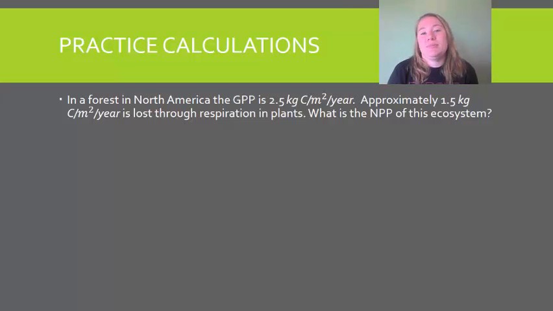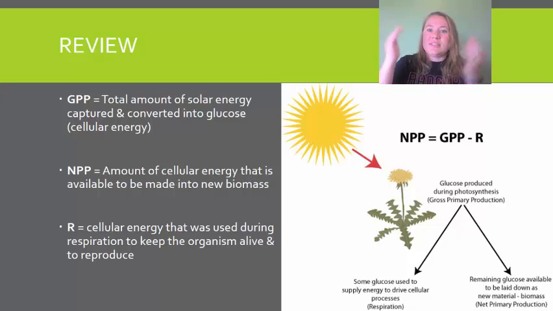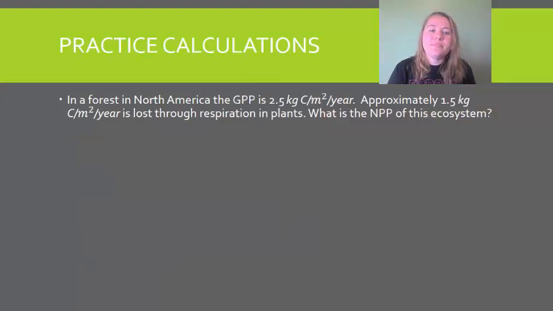You are going to need to be able to do these calculations, and you are not ever going to be given the formula for calculating net primary productivity and gross primary productivity. It's not a hard calculation. You can see it's NPP equals GPP minus R. It's just subtraction. You should be okay.